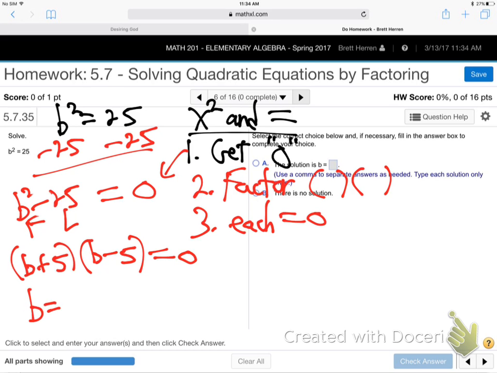Can I just say, hey, the answers are negative 5 and positive 5? It's just going to be opposite, opposite. So there we go. So type in negative 5 and positive 5.